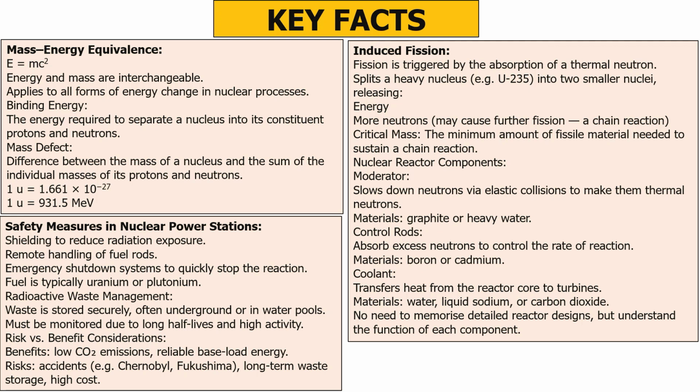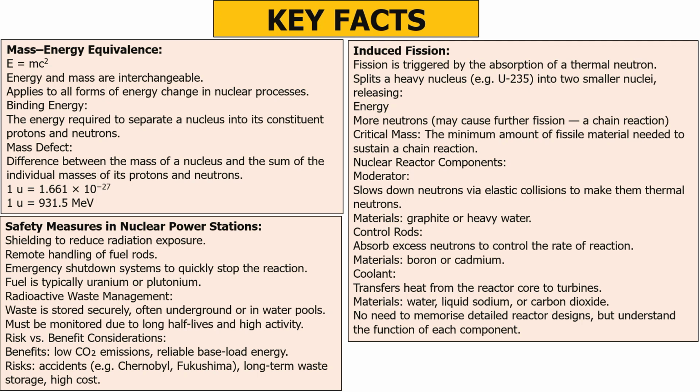Now, induced fission is when fission is triggered by the absorption of a thermal neutron. It splits a heavy nucleus into two smaller nuclei, releasing energy and more neutrons, which may cause further fission, a chain reaction. The critical mass is the minimum amount of fissile material needed to sustain a chain reaction.